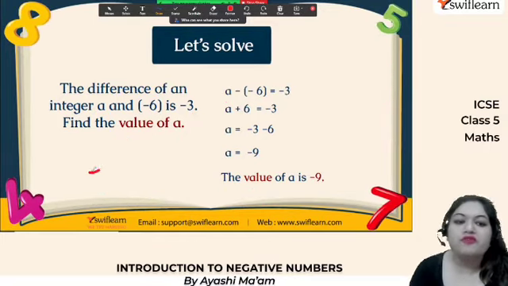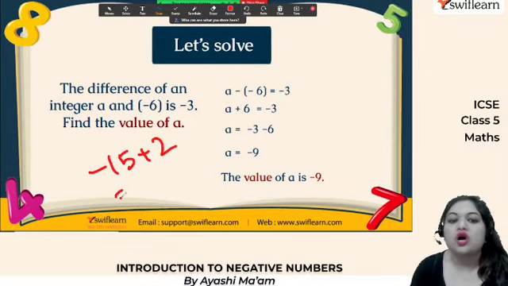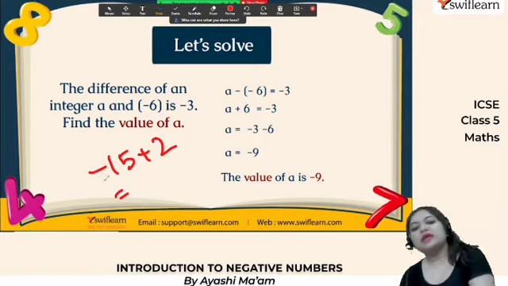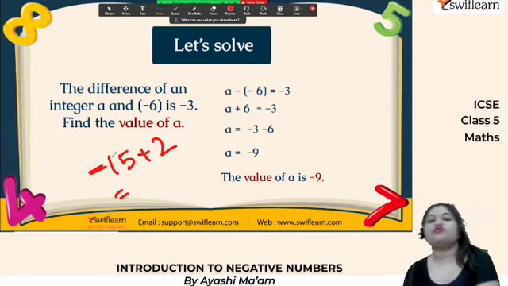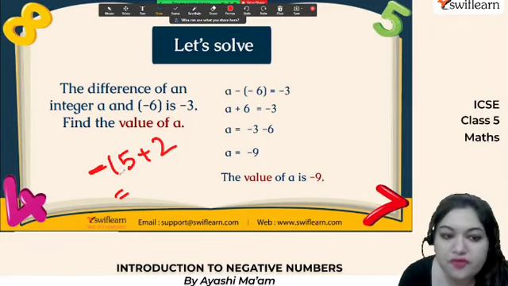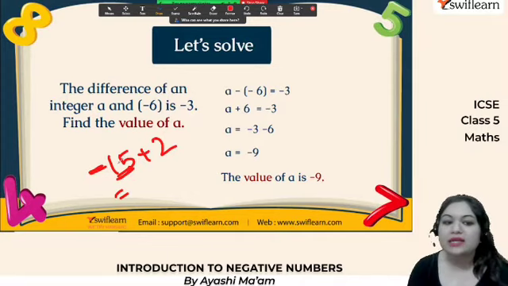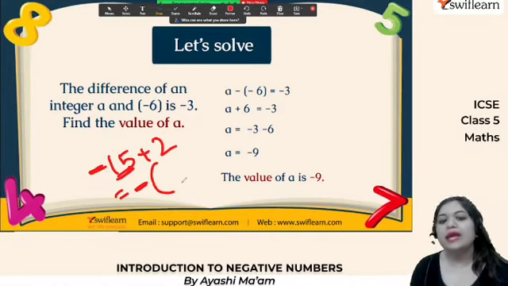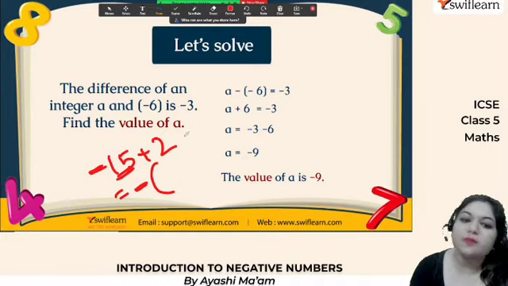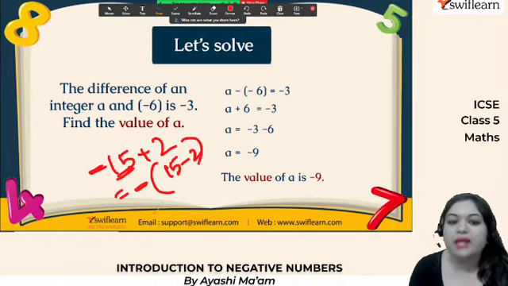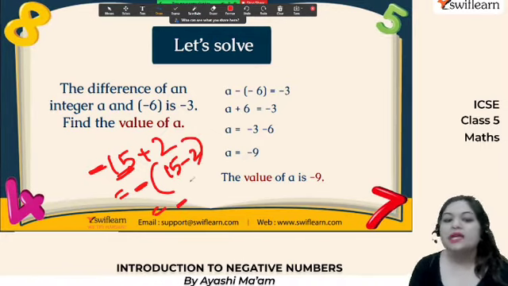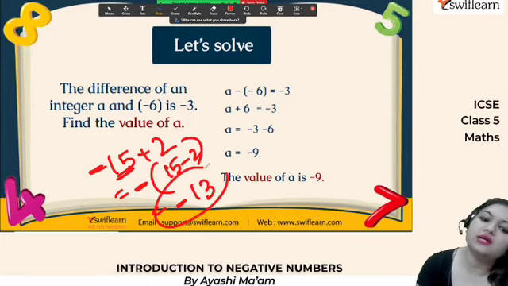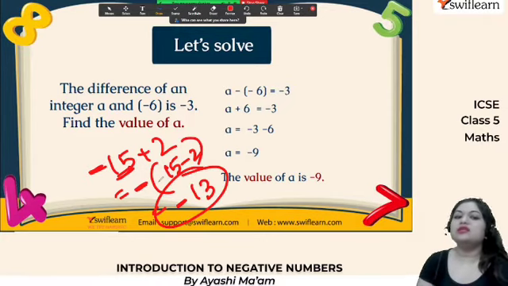And now if you have -15 plus 2, here what you will do, which number's value is greater? 15 value is greater, right? And it has a negative sign. So the answer will be negative only, and then you perform subtraction. So you do 15 minus 2, so it will be minus of 15 minus 2, that is 13. Minus of 13. So even this is a shortcut that you can follow.